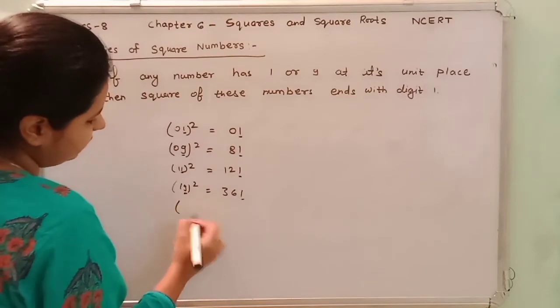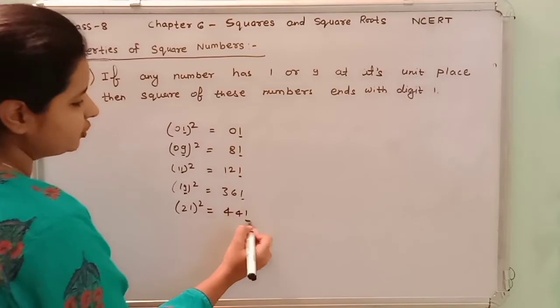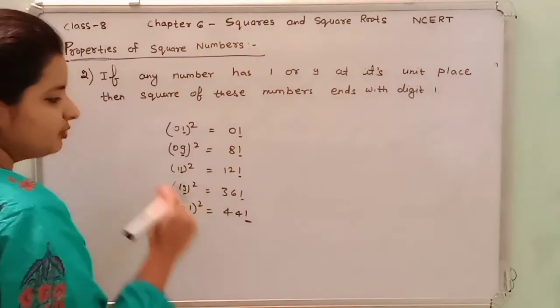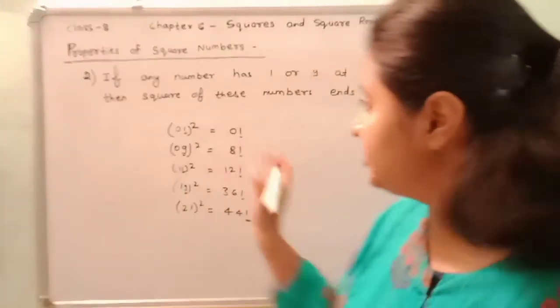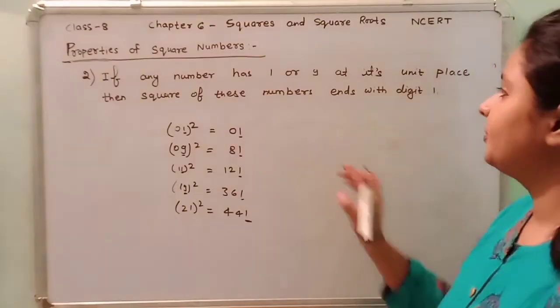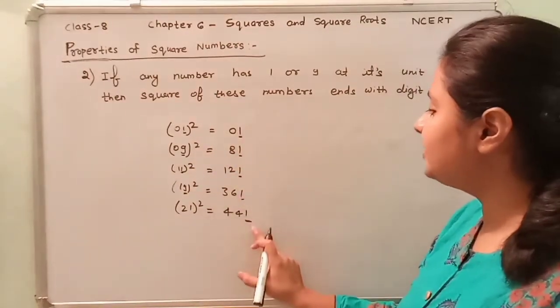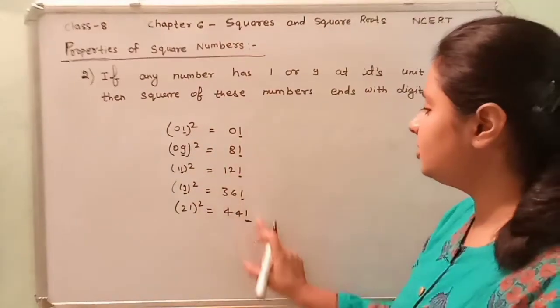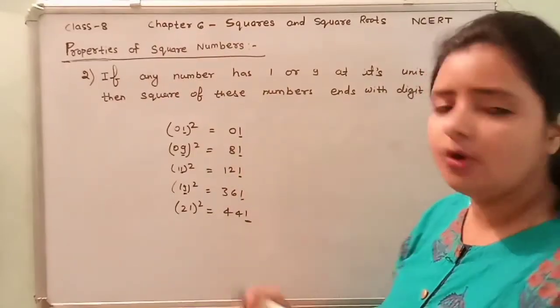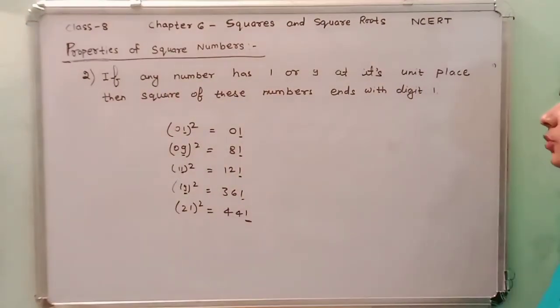After that, we can also take 21. 21's square we have 441. So square number ends with 1. So I think you understood the meaning of this property. किसी भी नंबर का यूनिट प्लेस 1 और 9 हो, अगर उसका स्क्वायर हम करें तो उसका स्क्वायर नंबर भी 1 के साथ ही खत्म होगा, उस स्क्वायर नंबर का यूनिट प्लेस भी 1 होगा. फाइन. सो आई थिंक यू अंडरस्टूड प्रॉपर्टी नंबर 2. सो नोट डाउन इन योर नोटबुक.